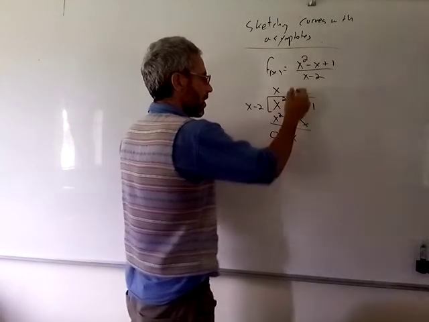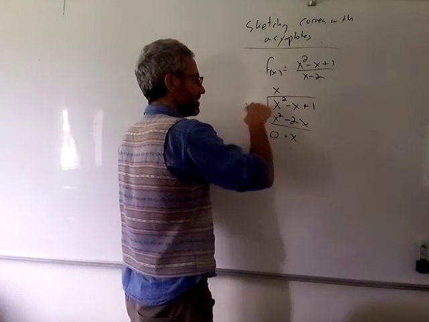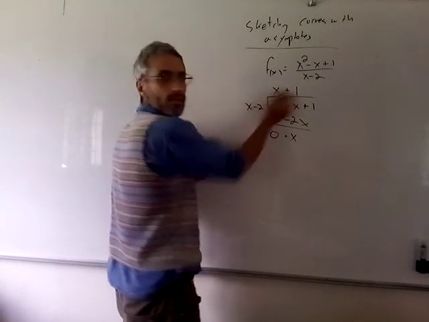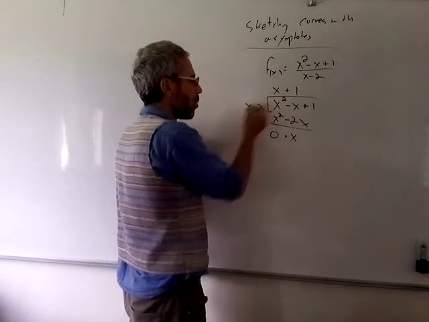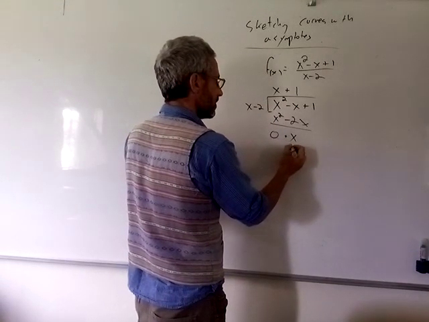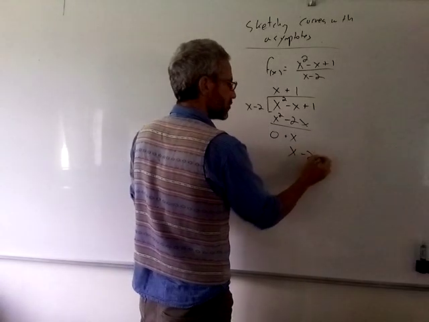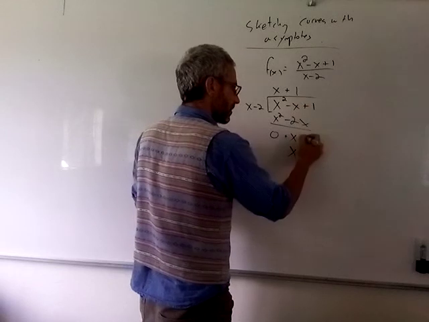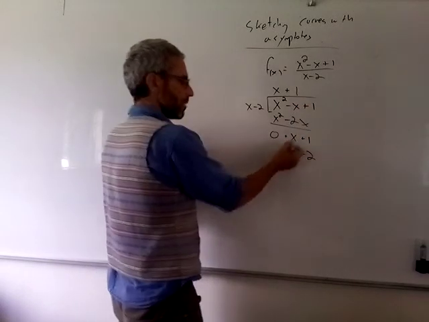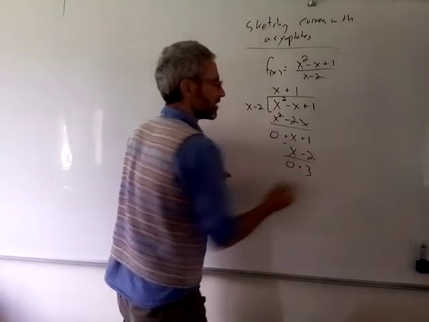Now I'm going to say, what must I multiply this by to get rid of that x? So x plus just 1, right? So 1 times x will be x, and 1 times minus 2 is minus 2. Now I'm going to subtract these. I'm going to get 0 plus 3.